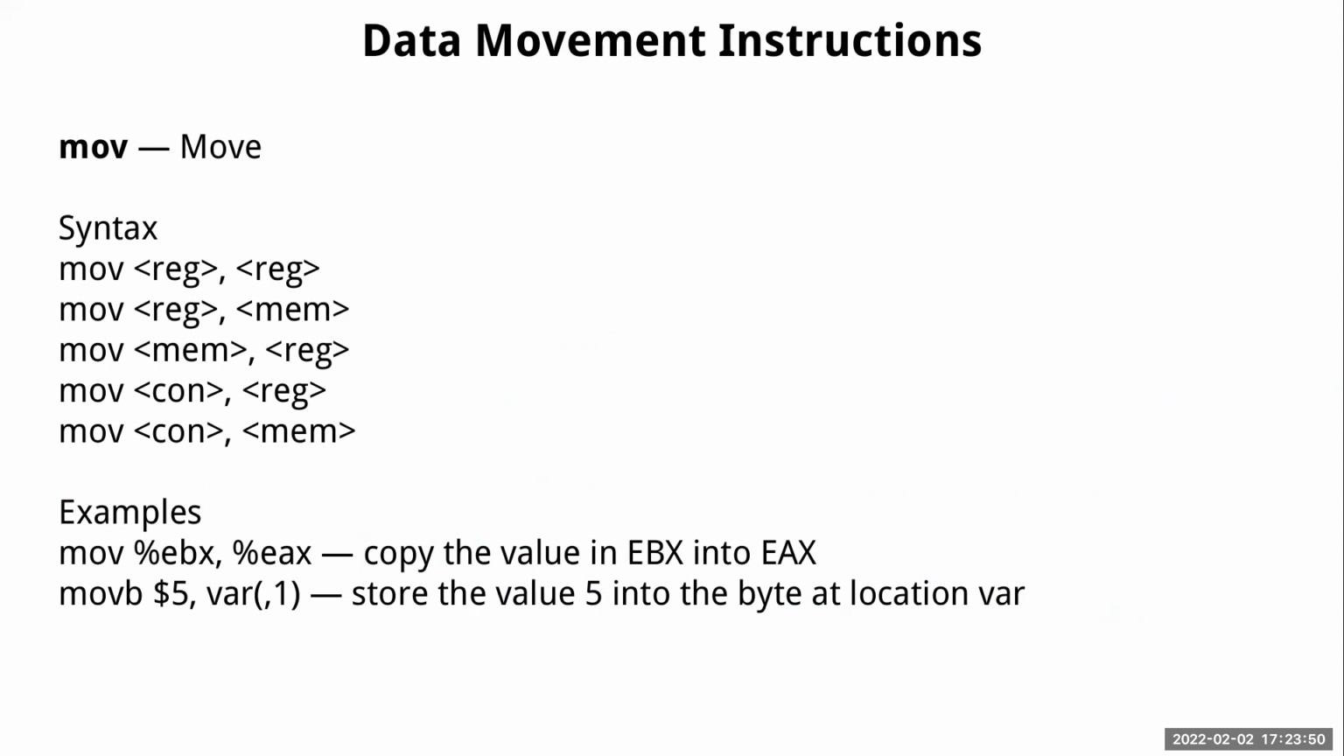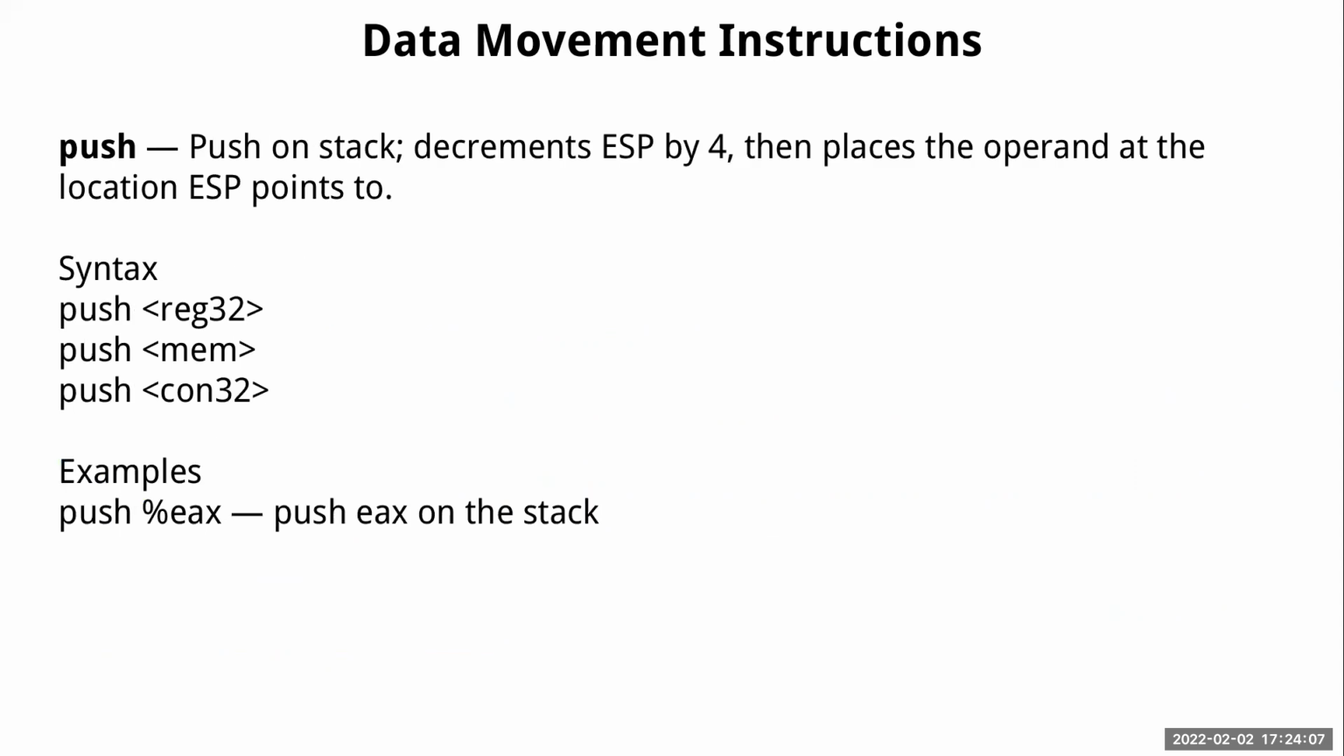Okay, so those are the examples of moving instructions. The move instruction can move from register to register, register to memory, memory to register, or move a constant to a register, or move a constant to a memory location. Then we have another data movement instruction called push. This is a very important instruction in our class. We will talk about this a lot for almost a month.